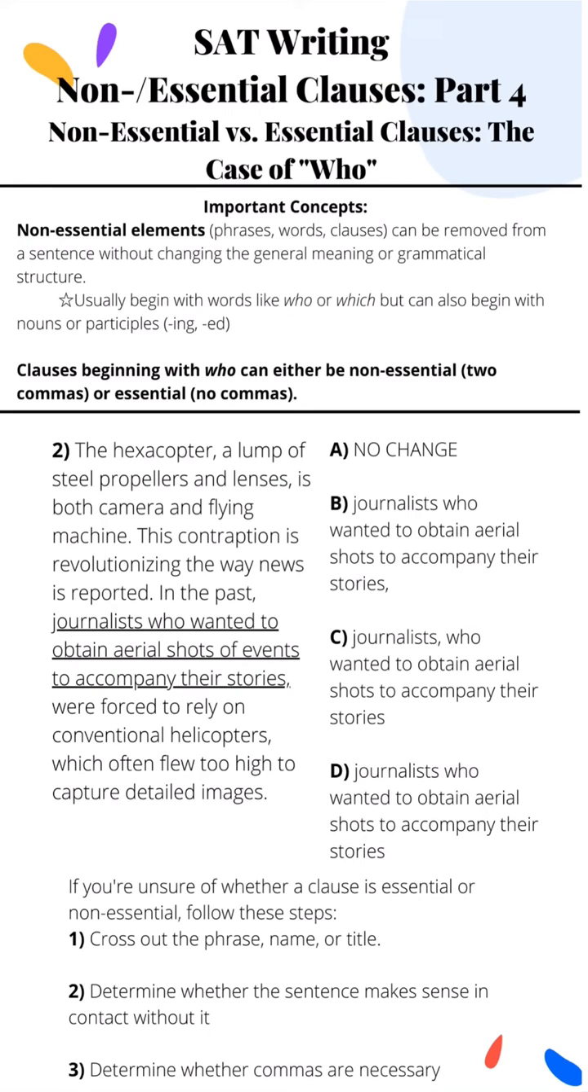The hexacopter, a lump of steel propellers and lenses, is both camera and flying machine. This contraption is revolutionizing the way news is reported. In the past, journalists who wanted to obtain aerial shots of events to accompany their stories were forced to rely on conventional helicopters, which often flew too high to capture detailed images.